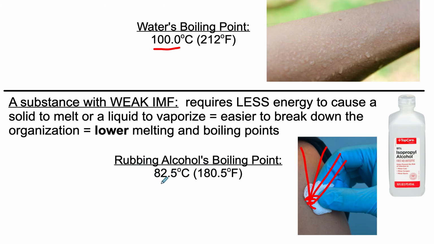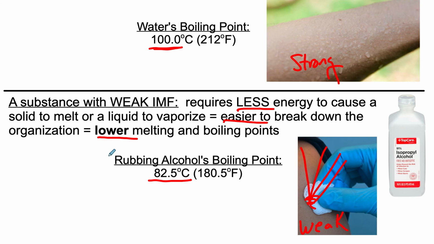The boiling point for rubbing alcohol is less than water. If the nurse rubbed your arm with water and took the gauze away, your arm would still be wet. It doesn't escape as quickly because the particles are held together tighter, with stronger intermolecular forces. This is strong, holding them together. These guys escape quickly because there's weak intermolecular forces holding them together. It doesn't require as much energy, less energy to cause a phase change. It's easier to break those particles apart and break down that organization. So they have lower melting points and boiling points.